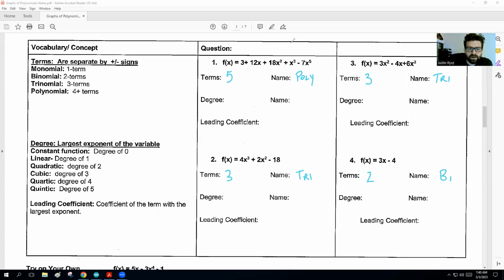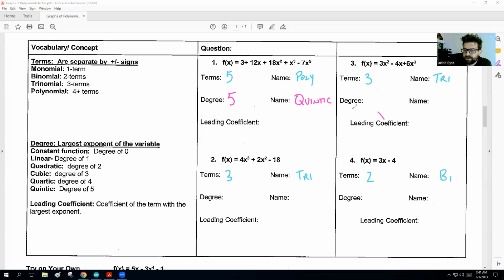Now, next is the degree. The degree is going to be the largest exponent of the variable. So if we look here, this x has x to the 5th. That's the highest one, so this is degree 5. And if it's a degree 5, that is called a quintic. Now, there are degrees higher than degree 5, but we pretty much won't go beyond that in this class, like in this next chapter.